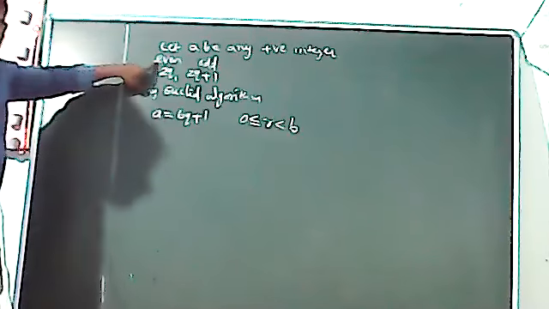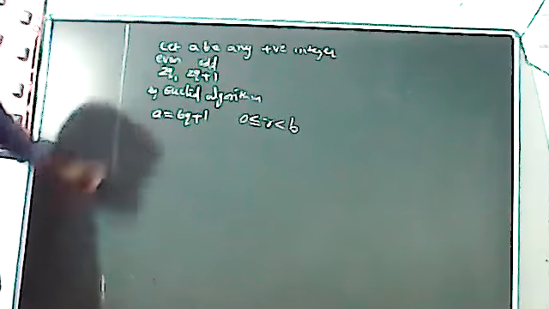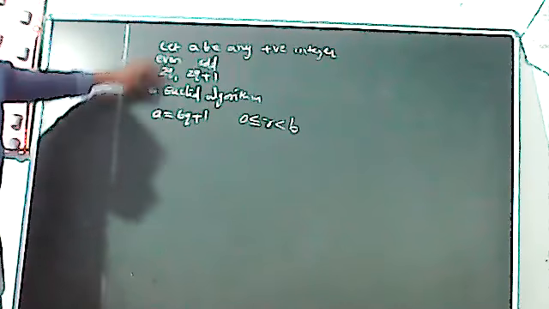Let A be any positive integer. 2q is in the form of even and 2q plus 1 is in the form of an odd integer. That is the question given. So we need to show this. How can we show it? By using the Euclid algorithm.